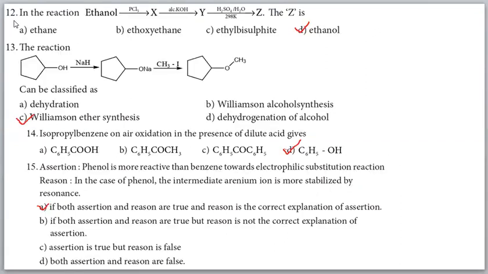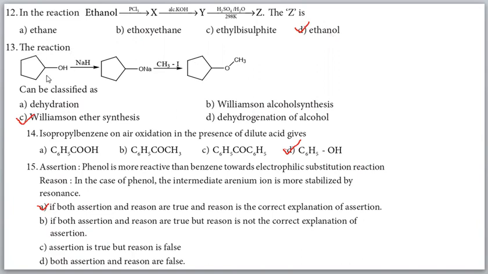Okay, and question number 12. In the reaction, ethanol reacts with PCl5. So what will happen? We will get ethyl chloride, which reacts with alcoholic potash. An elimination reaction takes place to form ethylene. It reacts with sulfuric acid and water, that means dilute sulfuric acid, so addition of water will take place. We will get ethanol again. The compound is ethanol.